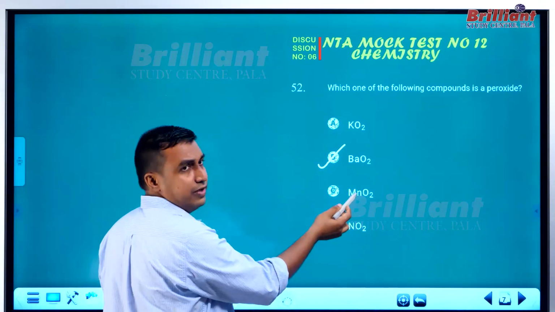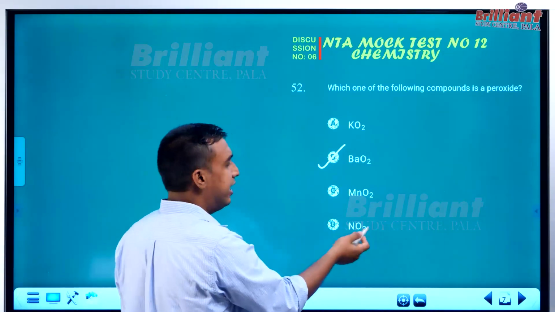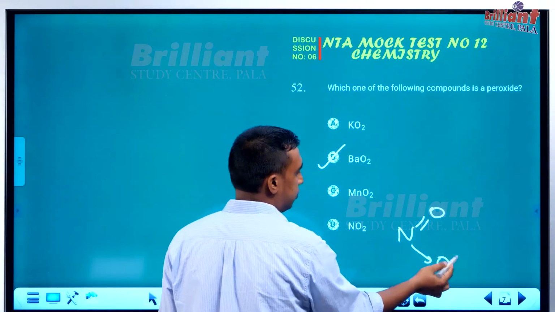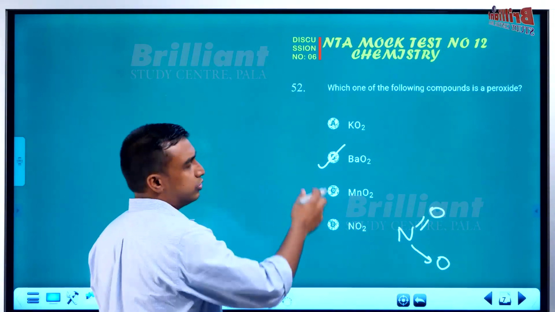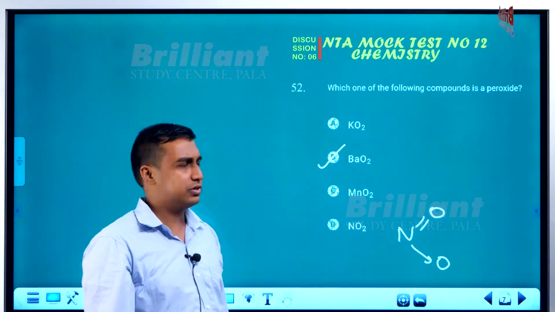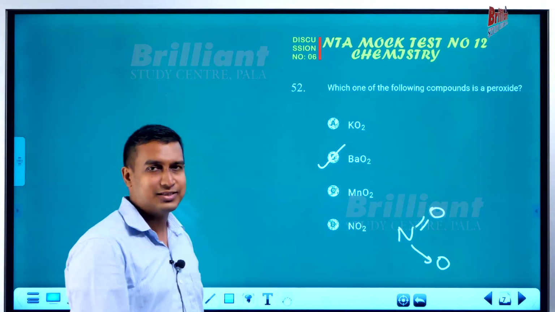This is BaO2. MnO2 is Mn with a double bond on one side and a double bond on the other side. NO2 is N double bond O, double bond O. Now, KO2 is a superoxide, which you have studied as an example for superoxide. So the only option that we have here is B for question 52. Coming to the next question.